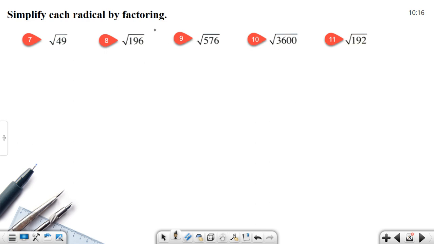Simplify each radical by factorizing. That's an interesting value. Square root of 49 is equal to 7. It's equal to 13. Why 13 times 13?